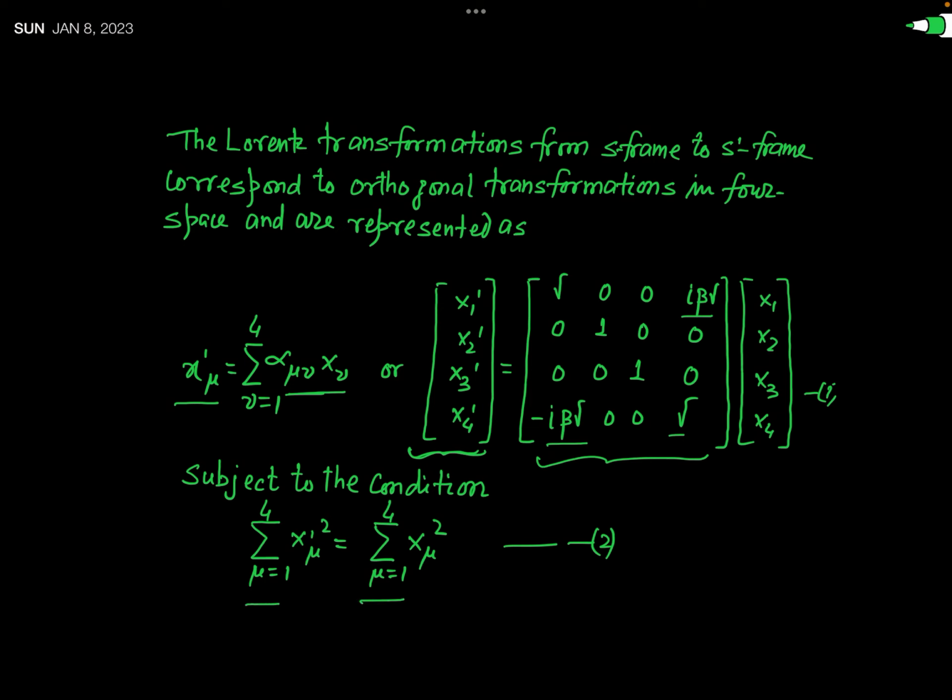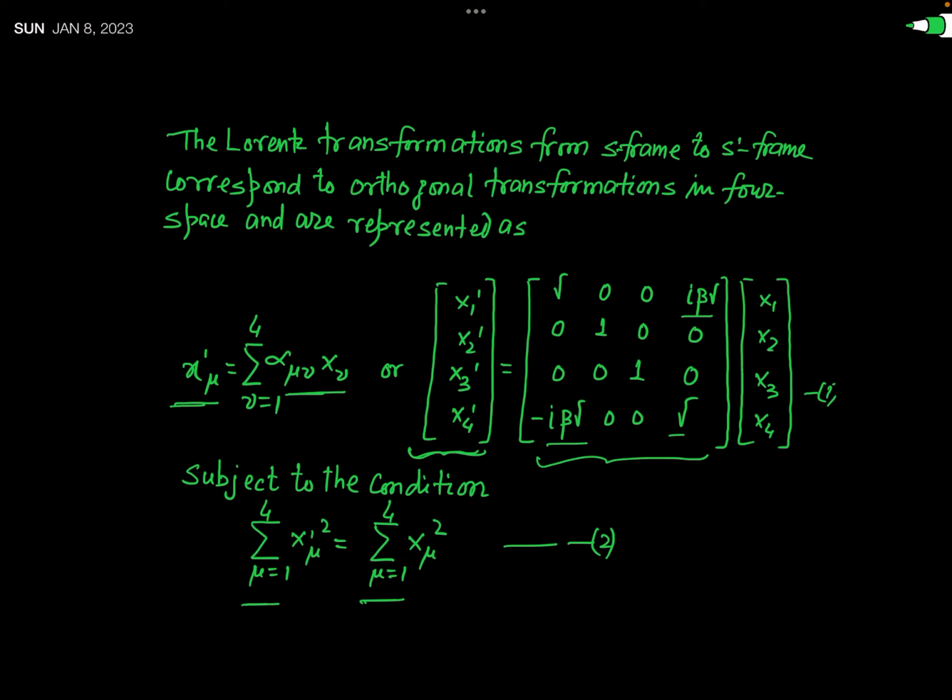In fact, we know that the square of x prime mu and the square of x mu are both equal. It means the square of x mu is invariant under the Lorentz transformation. Only when this condition is satisfied is this Lorentz transformation validated.